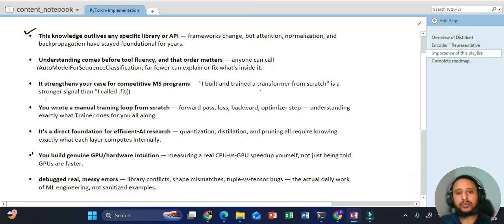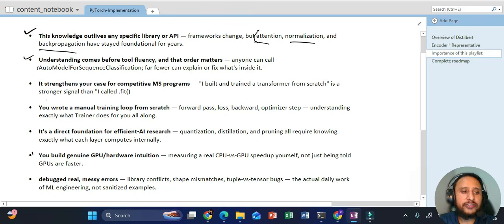But these basic, fundamental parts of the LLMs, or you can say the model architecture, like attention, normalization, backpropagation, they have stayed foundational for years. So we are going to discuss how we can implement these core modules of any LLM. So this was the first point.